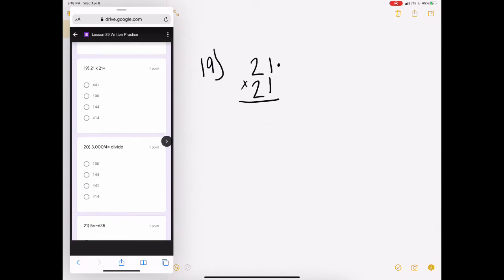19. 1 times 1, 1. 1 times 2, 2. Mark out, add a 0. 2 times 1, 2. 2 times 2, 4. Add. 1, 4, 4. 441.